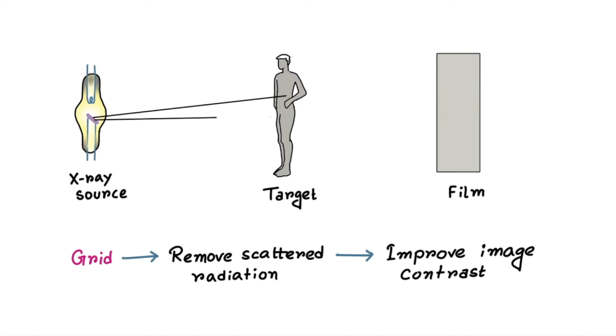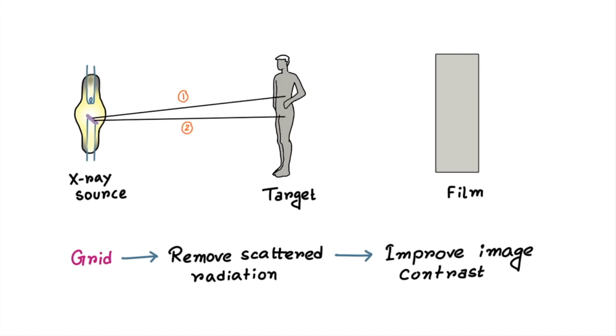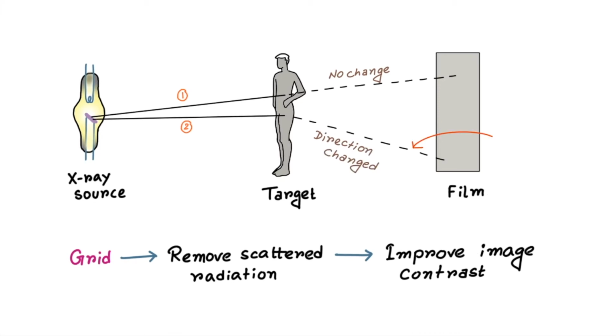For an example, let's take these two rays. Here you can see after penetrating the target object, there is no change in the direction for the first ray. However, in case of the second ray, the direction or path has changed. So, the radiation because of this second type of ray is called scattered radiation. This type of radiation is responsible for film fog.